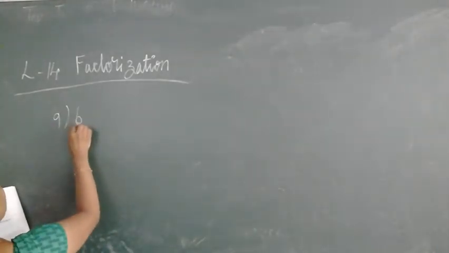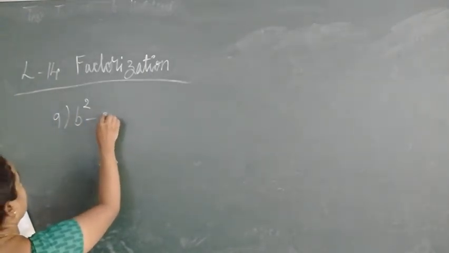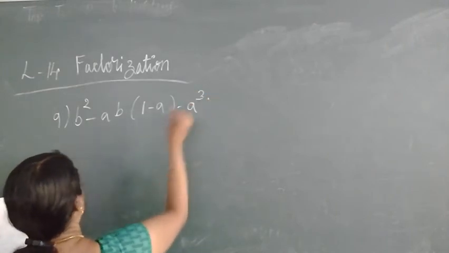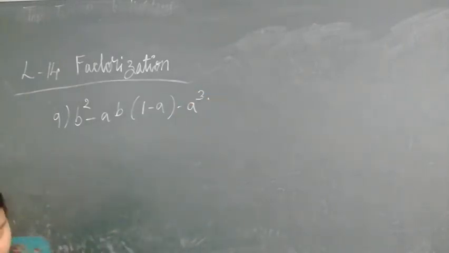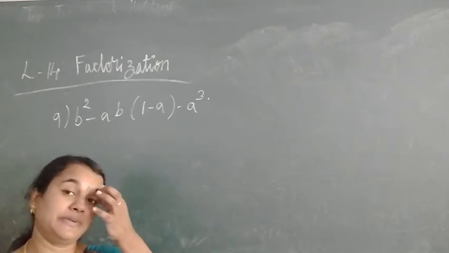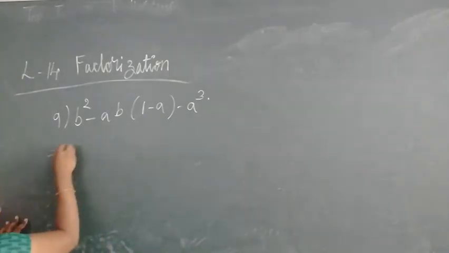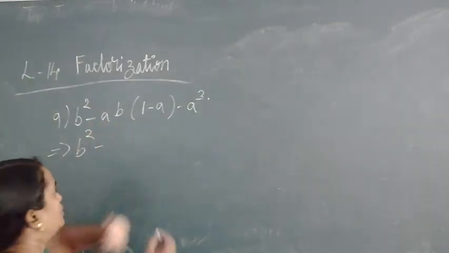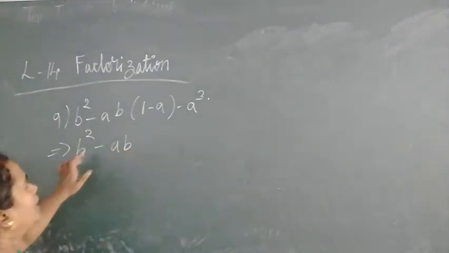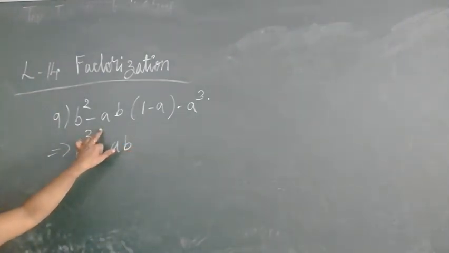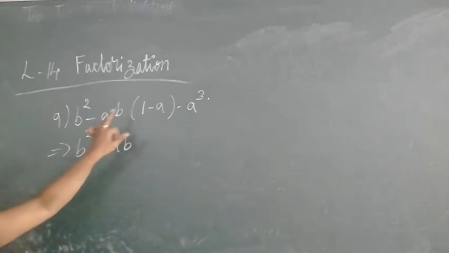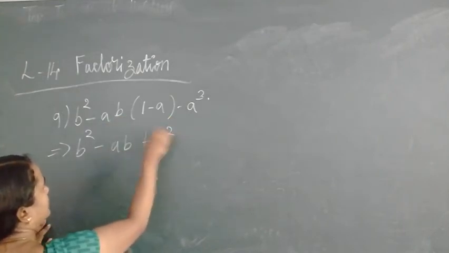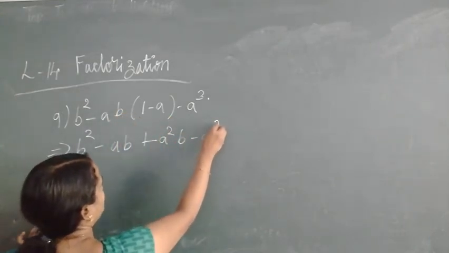Question number 9. B square minus AB, 1 minus A minus A. Now this question, how will we solve it? The same way we did the previous question. That means B square minus AB into 1, AB only we will get. After that, here minus, isn't it? So minus into minus, what will we get? Plus. A into A means A square, B as it is, minus A cube.